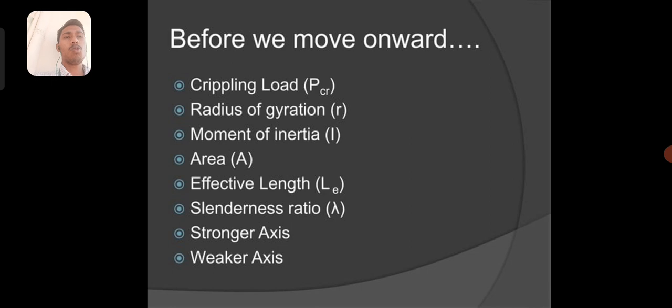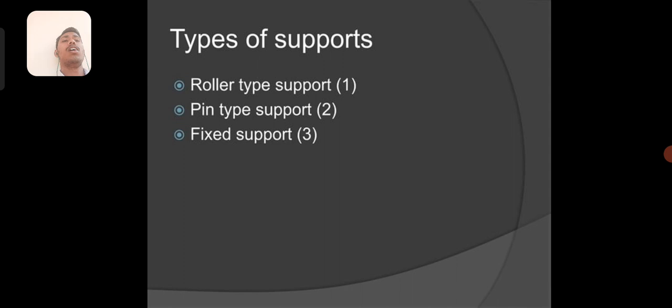Before we move onwards, these are the basic keys which play a role in columns: crippling load, known as PCL, radius of gyration R, moment of inertia I, area A, effective length LE, slenderness ratio lambda, and strong axis and weak axis. And there are supports: roller type support, pin type support, and fixed support.